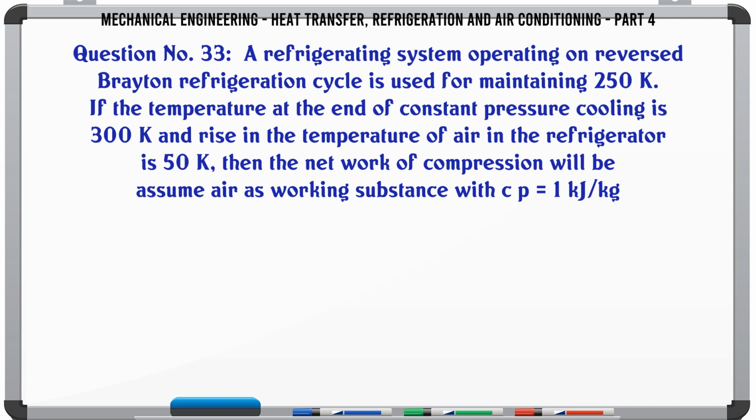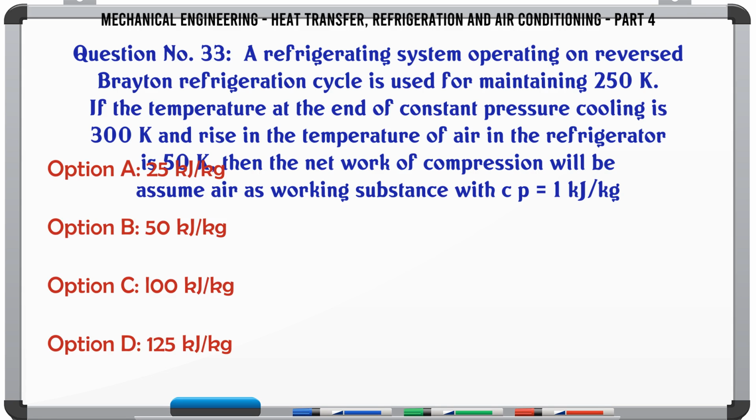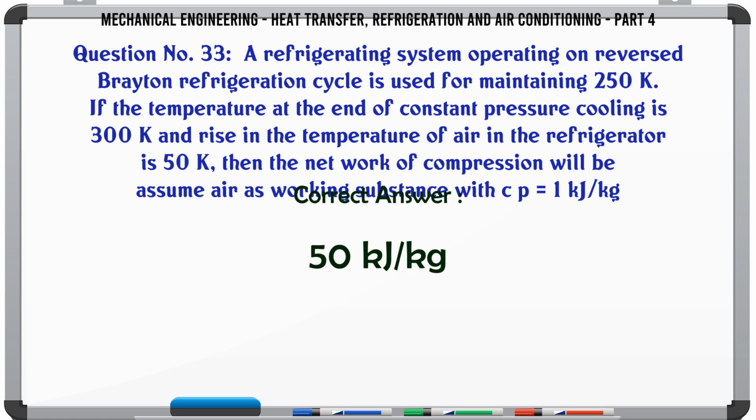A refrigerating system operating on reversed Brayton refrigeration cycle is used for maintaining 250 K. If the temperature at the end of constant pressure cooling is 300 K and rise in the temperature of air in the refrigerator is 50 K, then the net work of compression will be, assume air as working substance with Cp 1 kJ/kg K. A. 25 kJ/kg. B. 50 kJ/kg. C. 100 kJ/kg. D. 125 kJ/kg. The correct answer is 50 kJ/kg.